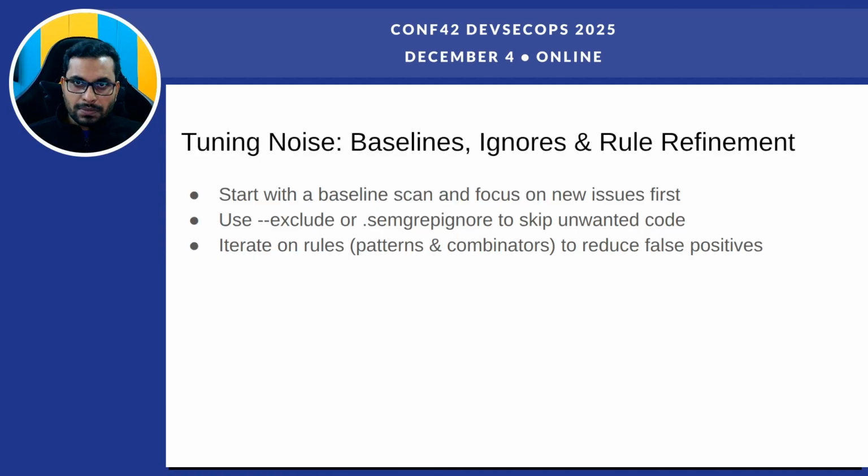Noise, right? So, of course, as I mentioned earlier, the biggest problem for SAST is the noise, we can call it. To avoid that from early on, and to avoid hindering adoption, because once developers find too much noise, they don't look at the tool for their results, start with a baseline scan and focus on the new issues. Setup gives you options like exclude during runtime, or a Semgrep ignore file within the repo, so that you can ignore certain patterns or even certain parts of the code base. And slowly iterate on the rules and the patterns and combinations to reduce false positives.